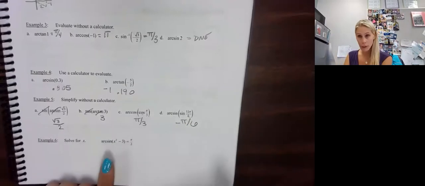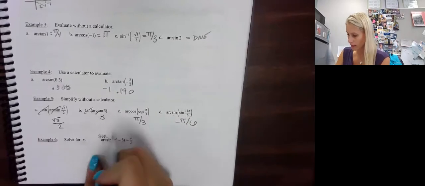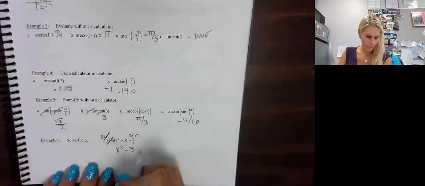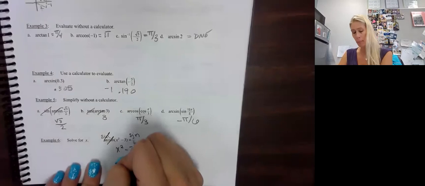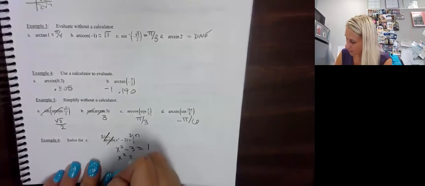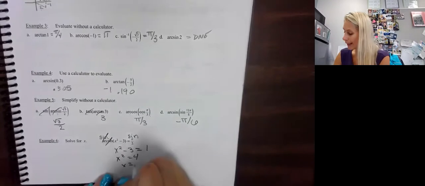Okay, let's solve for x in this case. Well, inverse operations, right? How do we get rid of an arc sine? Well, just take the sine of it. And whatever we do to one side, we do to the other. So those would cancel, right? Remember, arc on the inside just cancels. We get x squared minus 3 equals, well, what is sine pi/2? Sine pi/2 is 1. x squared equals 4. Take the square root of both sides. We get x equals, don't forget, when you take a square root of solving, how many answers do you get? 2, plus or minus 2.